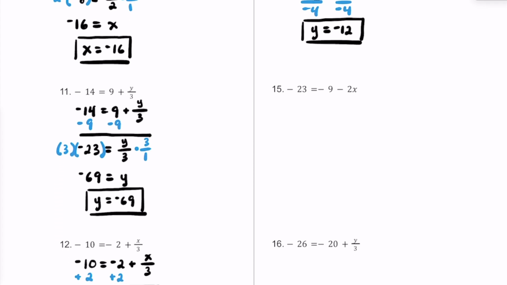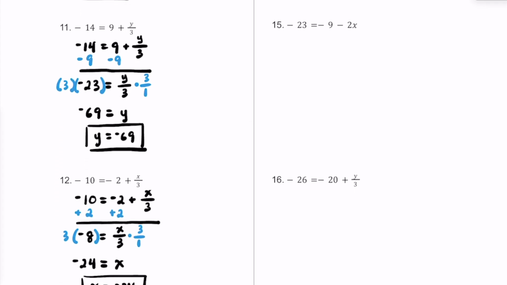For number 15, we have this negative 23 is equal to negative 9 minus 2x. Notice how x is on the right side of this equation, so we have to get rid of that negative 9 and negative 2. Let's go ahead and take care of this constant first. Let's go ahead and add 9 to both sides of this equation. If we do that, then negative 23 plus 9 is going to be negative 12. Let's put that on the left side here. The negative 9 plus 9 equals 0, which is great.